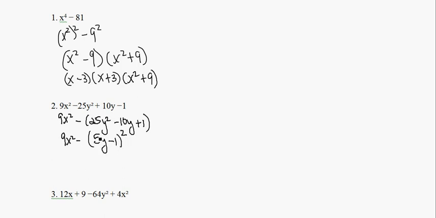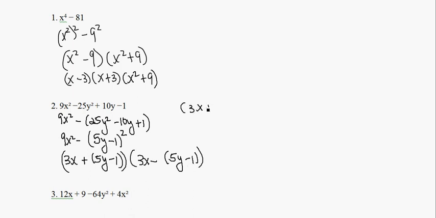So I now have a difference of two squares. So the square root of that is 3x, the square root of that is 5y minus 1, and then 3x minus the quantity 5y minus 1. So I don't need the parentheses here, so I'm just going to rewrite this as 3x plus 5y minus 1, and I distribute the negative here, 3x minus 5y plus 1.